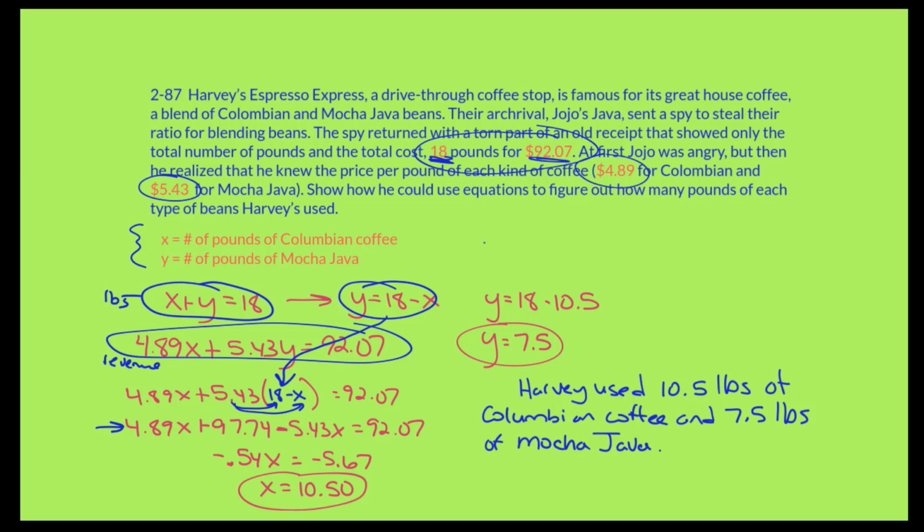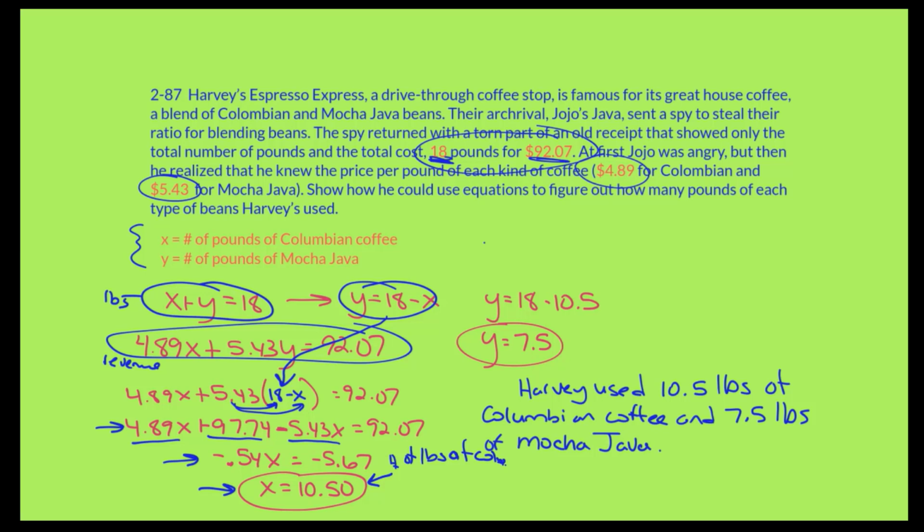Then what I did is I combined like terms, which is the 489x and the negative 543x, and I subtracted 97.74 to the other side. So I ended up with negative 0.54x equals negative 5.67, divided by negative 0.54, and got 10.5 pounds. So that is the number of pounds of Colombian coffee that was purchased or that was used. Number of pounds of Colombian. I'm just going to leave it at that.